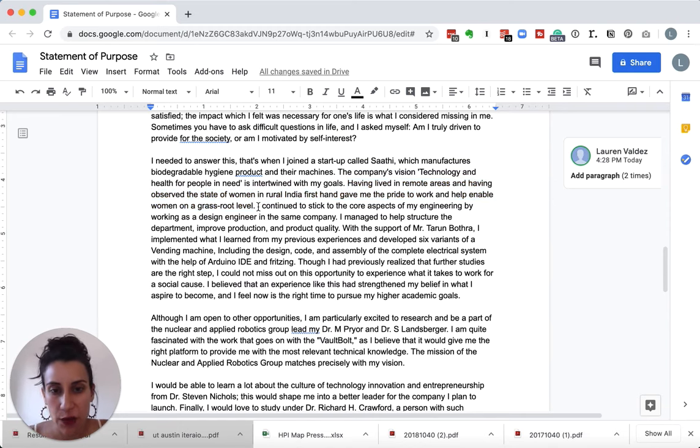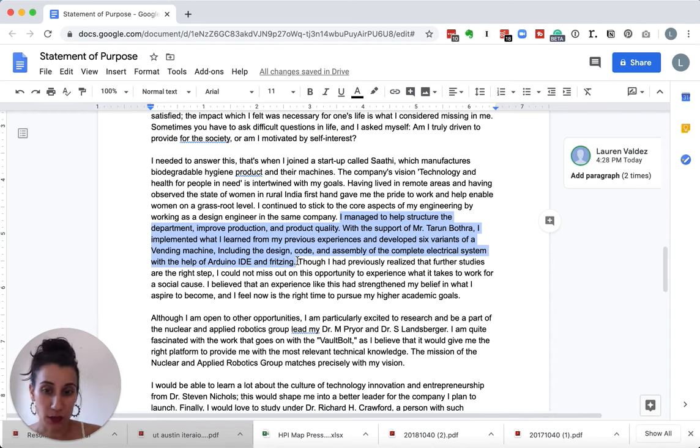And then the other thing I would say in this paragraph, again, I want to see a little bit more detail. Like I managed to help structure the department, improve production and product quality, and I designed this vending machine. I want to know what the win is. Like what was the outcome? Can you give examples of what you mean by improve production and improve quality? What did you do? Then what happened?